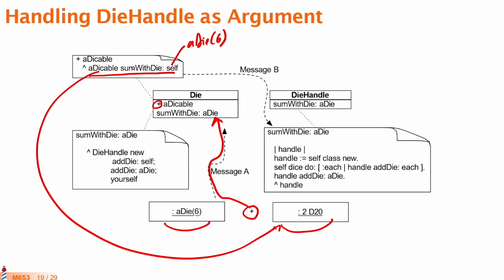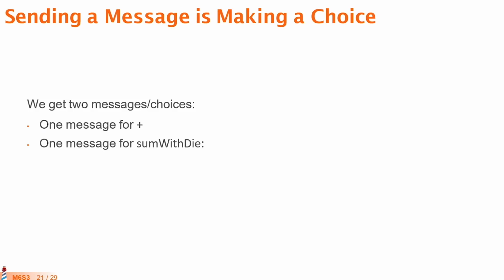So I send the message sum to an instance of die handle. So I will look for these methods. Basically, this is the method here that will be executed. And I do the correct things and I return it. So you see, it worked well when I have a die as receiver, sorry, and as argument I can have a die or a die handle. So what we see is that we have two kinds of messages. We have the plus that is selecting first a class, and then sum with die that is selecting the message that will be executed on the argument.